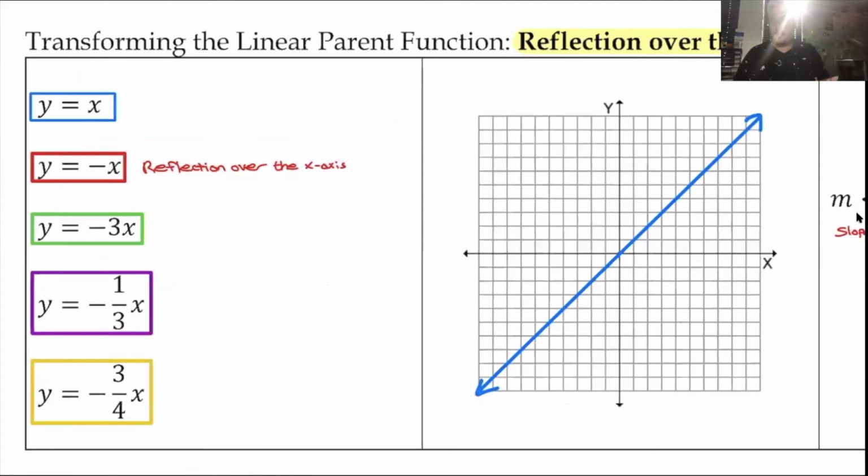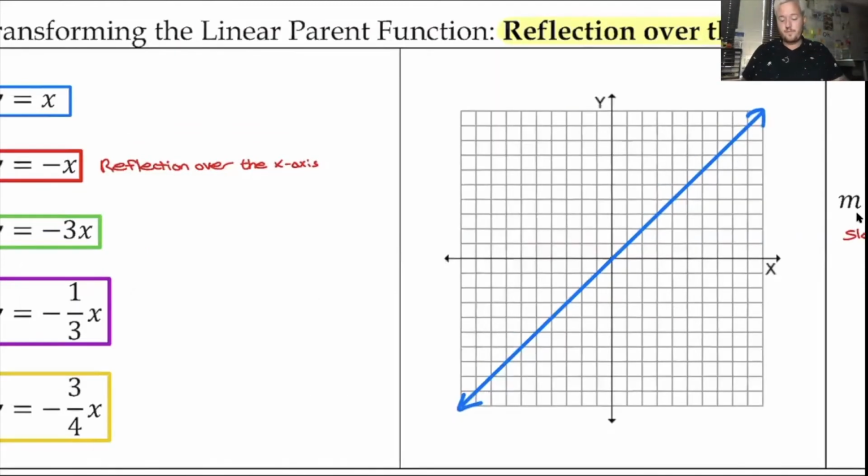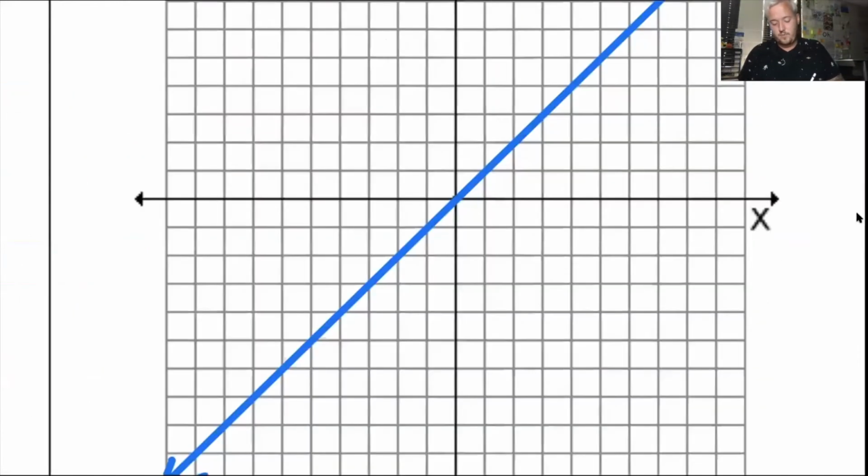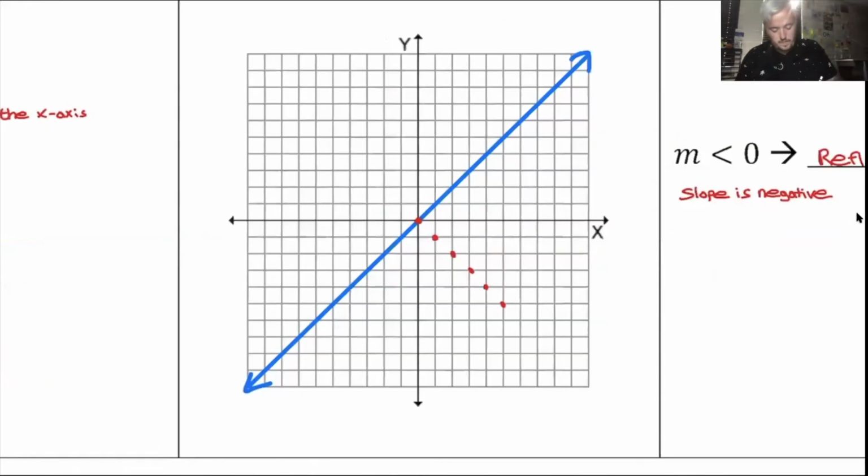So I'm still starting at 0 for my y-intercept, but now I'm going to go down 1, right 1. So down 1, right 1, down 1, right 1, down 1, right 1. So that's the path I'm going to follow. So I'm going to go ahead and draw my line.